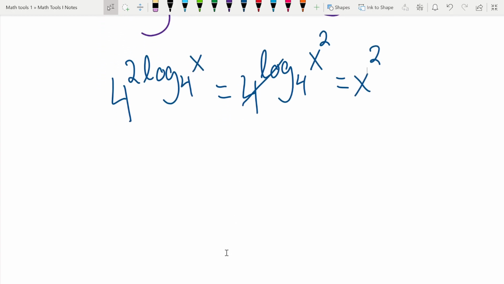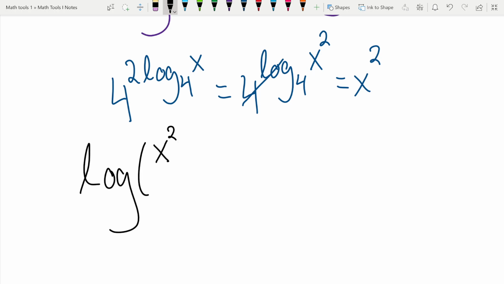Okay, so just one quick example of something that uses a lot of these. So we'll see these a lot when we're solving equations with logarithms in them. Okay, so what if we just have something like log of x squared times y cubed divided by z to the fourth?